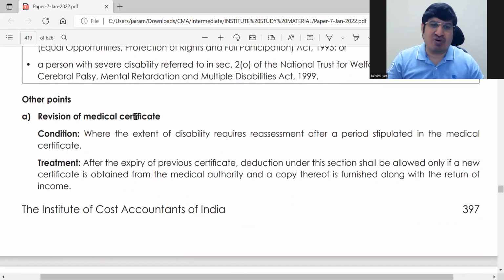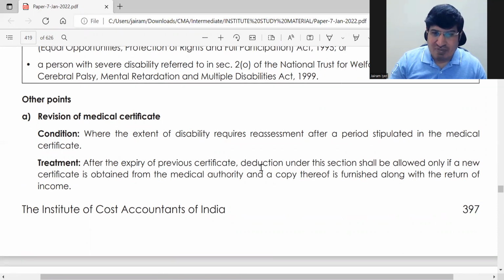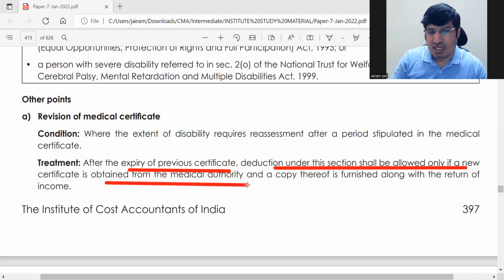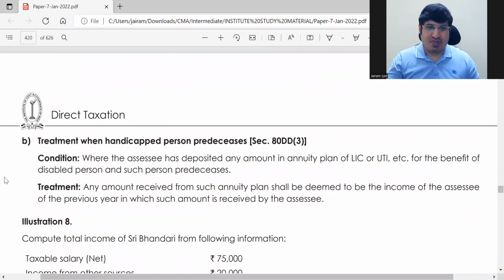And then revision of medical certificate. We are getting this deduction based on the medical certificate, correct? So if the medical certificate says that after 6 months you have to renew it, and you did not renew it, then you will not get the deduction. Wherever the medical certificate has to be renewed, you will have to renew it, otherwise you will not get the deduction. After expiry of the previous certificate, deduction shall be allowed only if a new certificate is obtained. You always have to get the next certificate, only then you will get the deduction. So if for half of the year you have got a certificate and for the second half you did not, you will not get the deduction for that half. So this is the treatment.